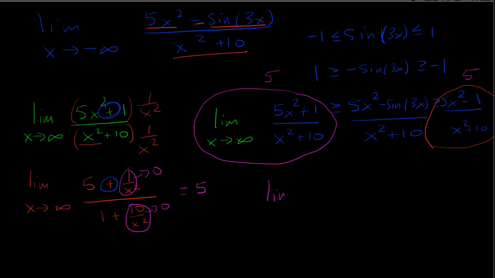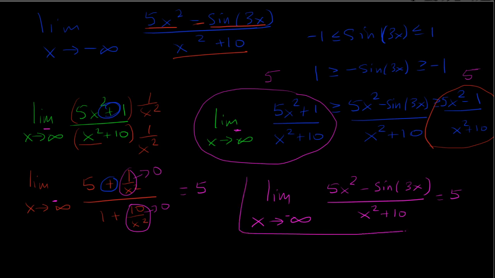So if we look now, so this should be negative infinity, by the way. And the good thing is it didn't matter since we got a nice constant. So if I approach negative infinity of 5x squared minus sine 3x, that's bounded by two functions whose limit goes to 5. So that means this has to go to 5 as well by the squeeze theorem.